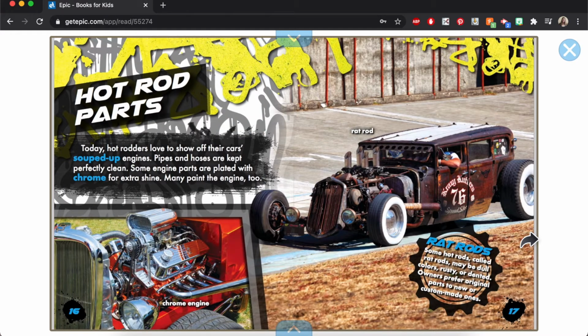Hot rod parts. Today, hot rodders love to show off their car's souped-up engines. Pipes and hoses are kept perfectly clean. Some engine parts are plated with chrome for extra shine. Many paint the engine too. So we see this with Hot Rod's car, the Fast Cat. He liked to paint his car kind of red and put a cool design on it. That's pretty awesome.